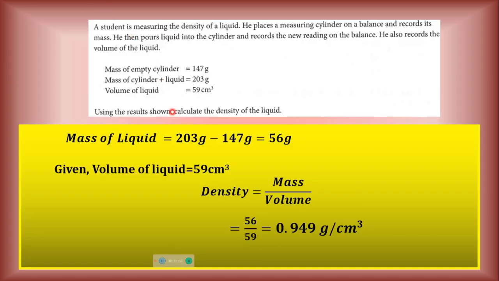Here the student is measuring the density of liquid and some observations have been given. You can pause the video and read all the observations here. Mass of empty cylinder and mass of cylinder plus liquid is given. So we can calculate mass of liquid by subtracting these two observations. So mass of liquid is 56 gram. Now volume of liquid is given. So we can calculate the density of liquid using the formula density is equal to mass divided by volume. It is 0.949 gram per centimeter cube.